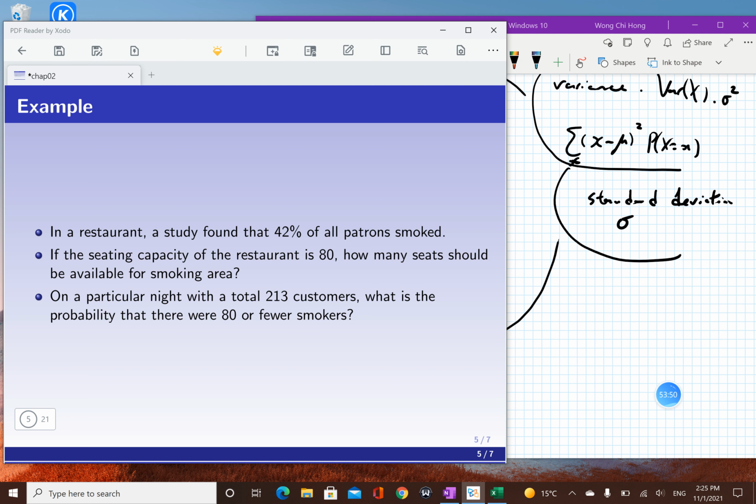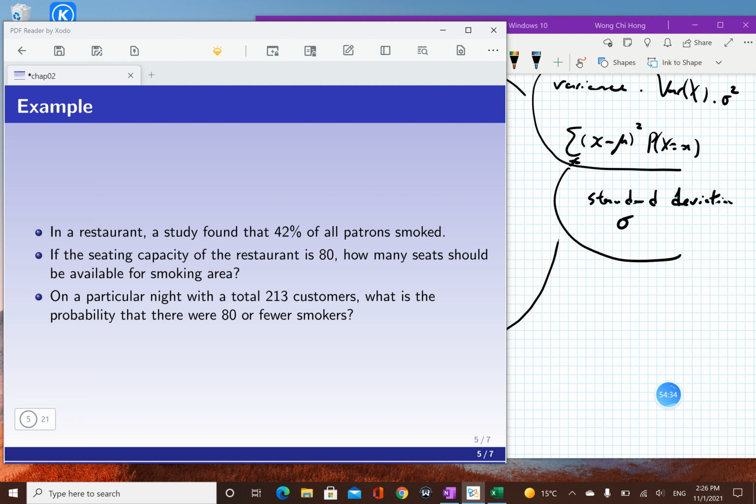Obviously I don't want this restaurant to be completely non-smoking, so that I would upset the smoking customers, or vice versa. I don't want to make it a completely smoking restaurant, so that I will lose the other half of these customers. So what do I do here? I'll just have a quick survey, or a quick experiment, checking out what proportion of my customers are smokers. In this case, 42% of these customers are smokers.